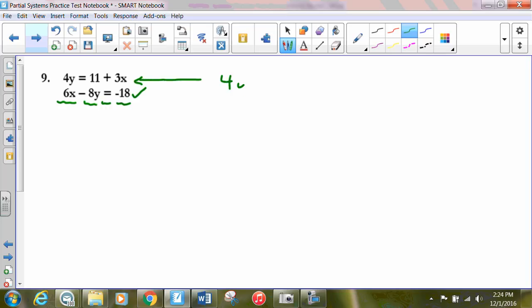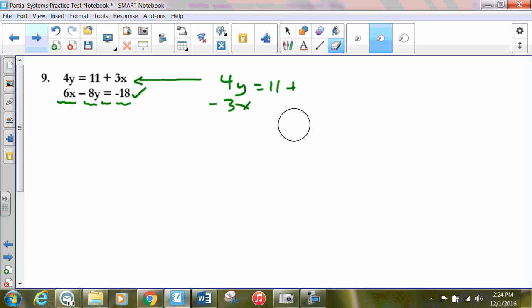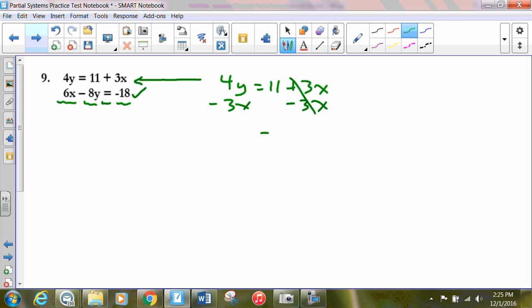We're going to look at 4y equals 11 plus 3x, and we need to get it in standard form. So I know I need to get this 3x over to the other side. Anytime I want to move something from one side of the equal sign to the other, I've got to do the opposite. Since it's plus 3x, I'm going to subtract 3x from both sides. I'm also going to get rid of that line because I'd hate for you guys to think I'm dividing. All right, so I'm going to subtract 3x from both sides, and that goes away, so I have an 11 here.